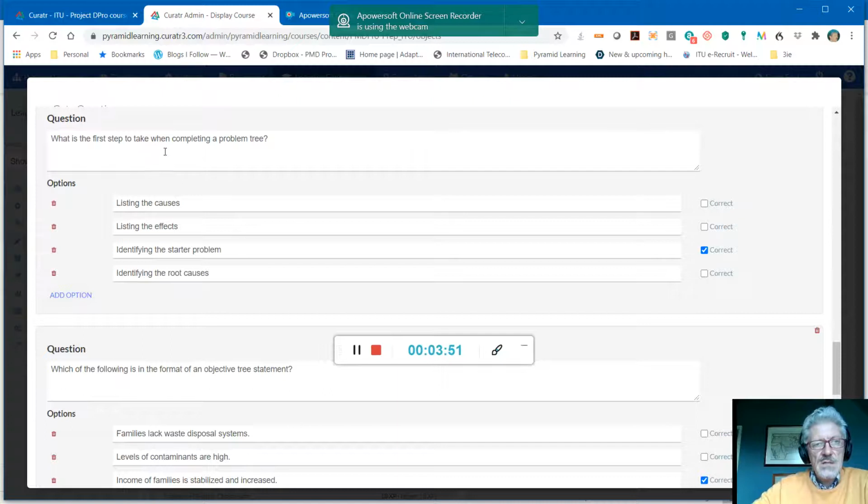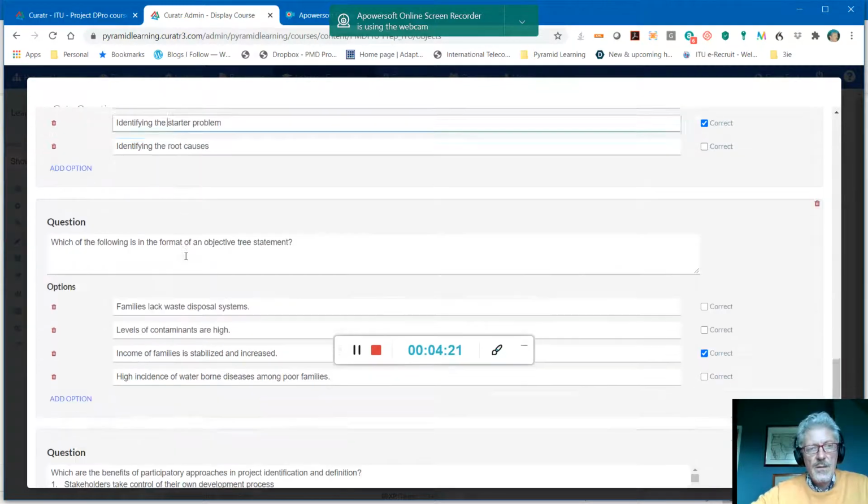What is the first step to take when completing a problem tree? Identifying the starter problem. Well, that's the correct answer. Although, to be fair, that's sometimes quite difficult. And sometimes what you need to do is just brainstorm everything that comes to mind, put it on the wall with the project manager's best friend, if I can find them. Yes, these sticky notes. And then start to move things around, and sometimes the starter problem emerges from that conversation. But ideally, the first thing to do is identify the starter problem.